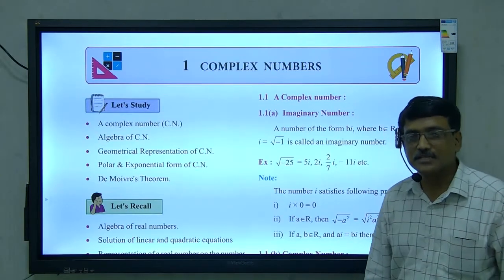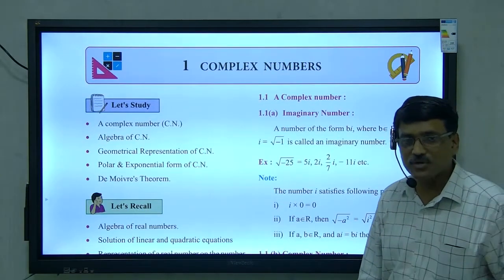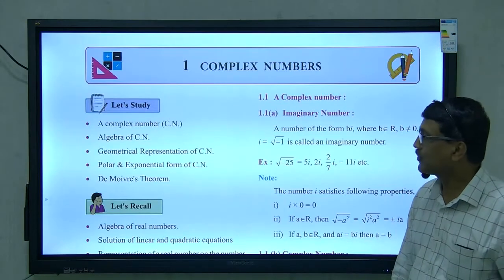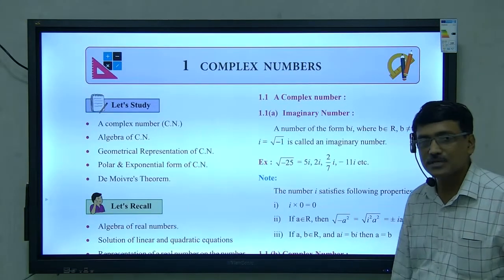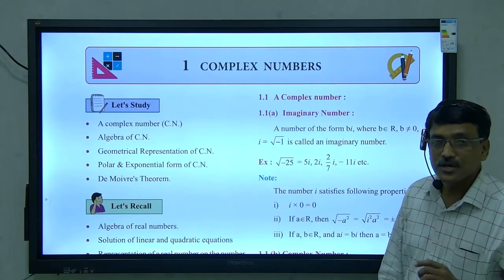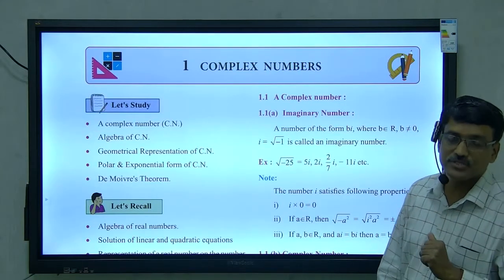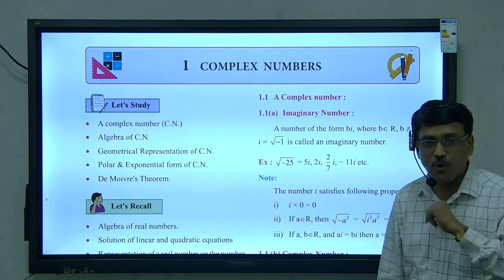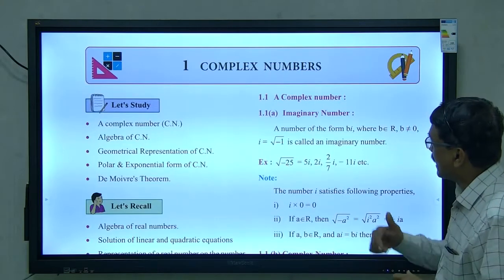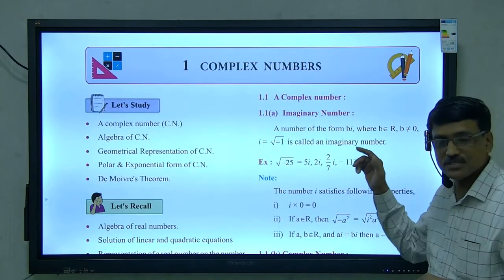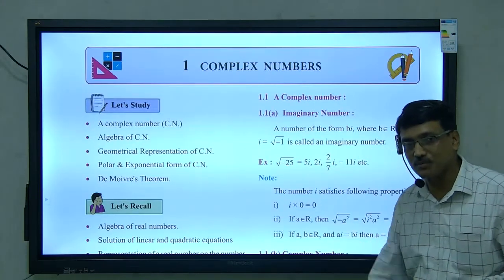Welcome friends. Let us learn today complex numbers, the first chapter of class 11 paper 2, and in complex numbers let us learn cube root of unity. It means cube root of 1. But before that, let us revise some important concepts of complex numbers.